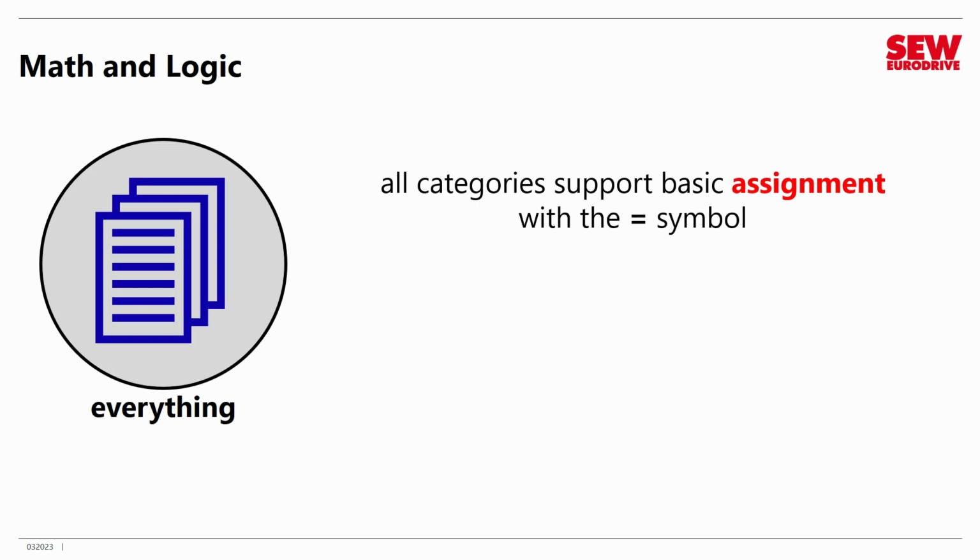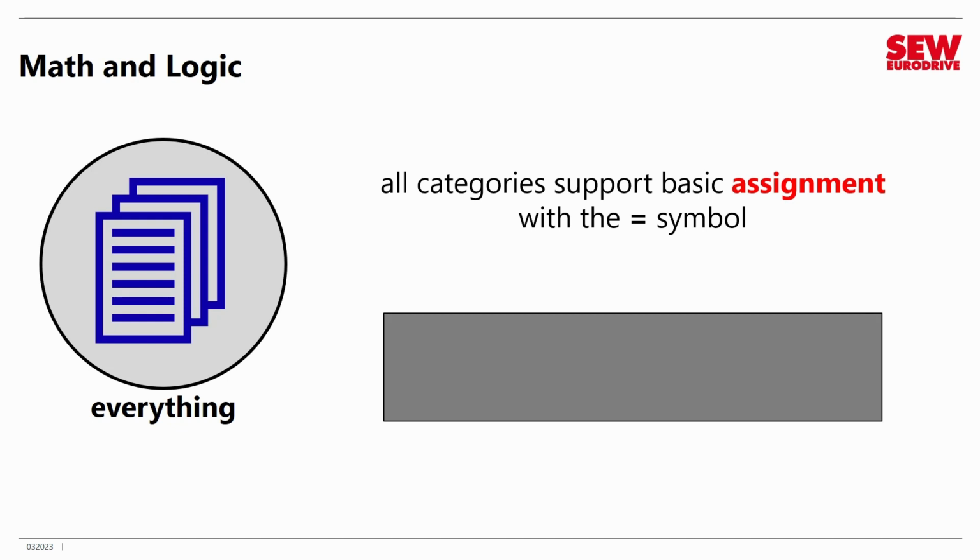All categories support basic assignment. Now, assignment is done with a single equal symbol. And I think you can understand this one. It's pretty obvious. Let me give you a few examples just to cement it. If I take a variable, h1, and I say h1 equals 100, I'm assigning the number 100, and that's a decimal 100, into variable h1. So that stores it within that variable.